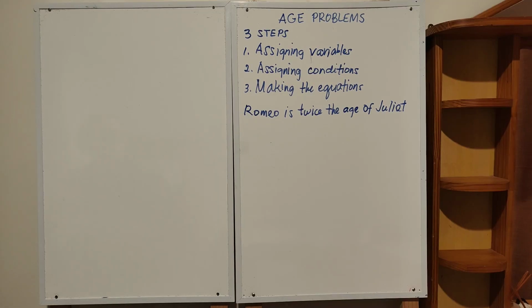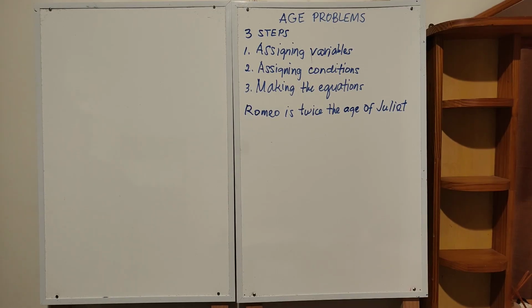Today we will be discussing age problems. So there are three steps. First is assigning values, next is assigning conditions, and then third, making the equation.